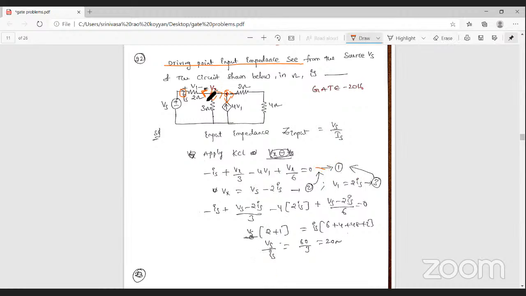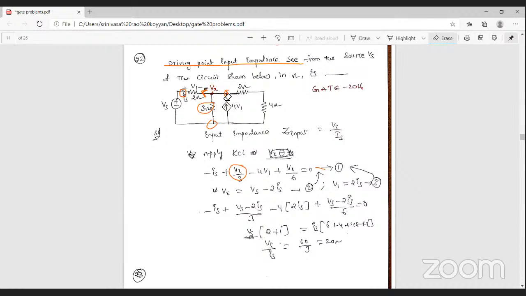Okay, next, here the current is taken as leaving. What is the current? Vx. Here the voltage is Vx and the ground voltage is 0. So that is why Vx minus 0, Vx by 3 ohm resistance. That is Vx by 3. Okay, next one.